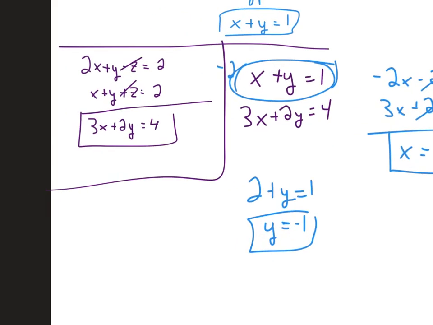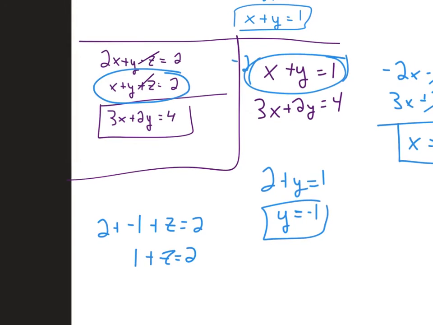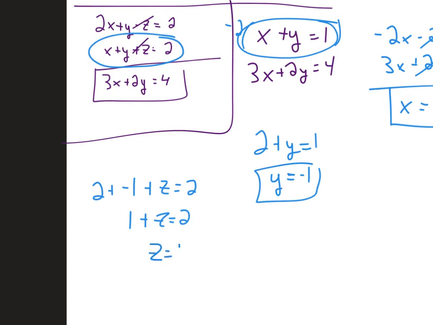So now I've got two of my variables. I'm going to go to this equation right here because it was pretty easy. I'll plug in my x and y. So let's see, that is 2 plus negative 1 plus z equals 2. 2 plus negative 1 is 1, plus z equals 2. And then when I subtract the 1, I get z equals 1.